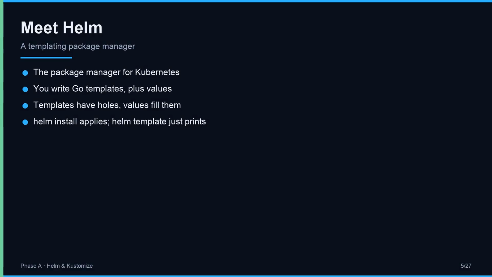Meet Helm. Helm calls itself the package manager for Kubernetes. The way it works, you write Go templates, and you write values. The templates have holes in them, and the values fill those holes. At build time, Helm stitches the values into the templates and produces finished YAML. You run Helm install to apply it to a cluster, or Helm template to just print the YAML and inspect it. A Helm package is called a chart.